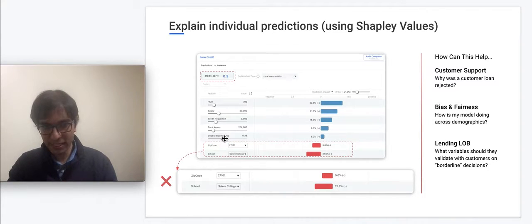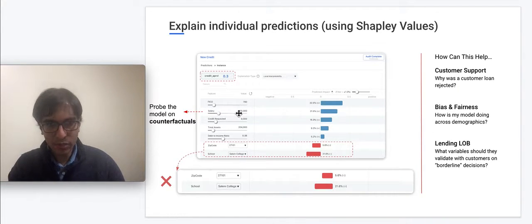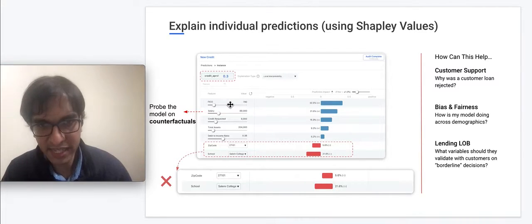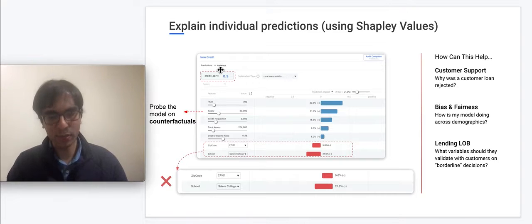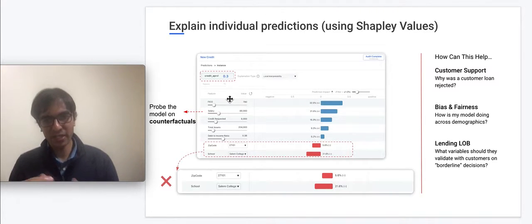The other thing this page allows you to do is probe the same model on counterfactual inputs. So you can see on the left rail we have sliders underneath every feature. You can vary the slider and then see how the prediction changes. So I can move the FICO from 790 to 800 or to 750 and then see what the impact on the prediction is. So you can do what-if analysis or scenario analysis using the same interface.